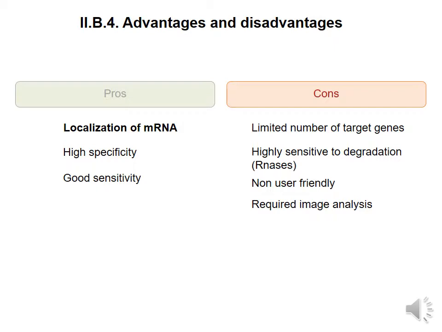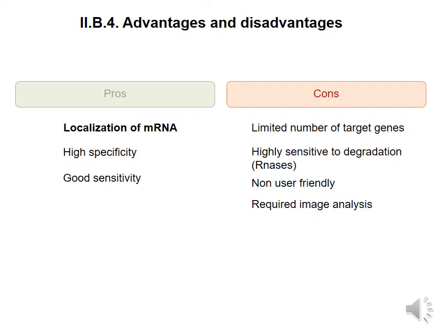It's also highly sensitive to degradation, and the presence of RNases can certainly degrade the sample and make your experiment fail. And it's not user friendly. In the case of radioactivity, it's a problem when working with it. You will require a specific facility and specific instrumentation to work with it. In the case of fluorescent labels, you will also need confocal imaging. You will require, in some cases, an RNAscope, etc. So it's not very user friendly.